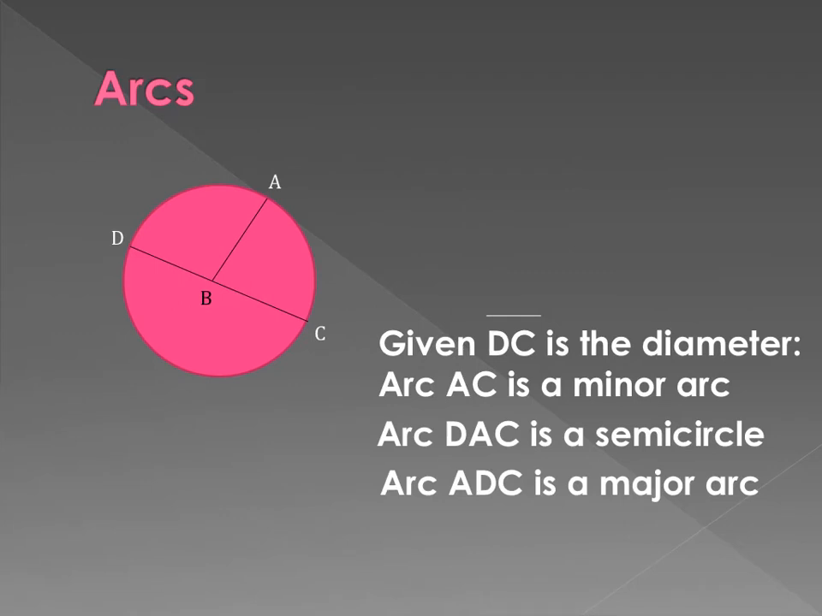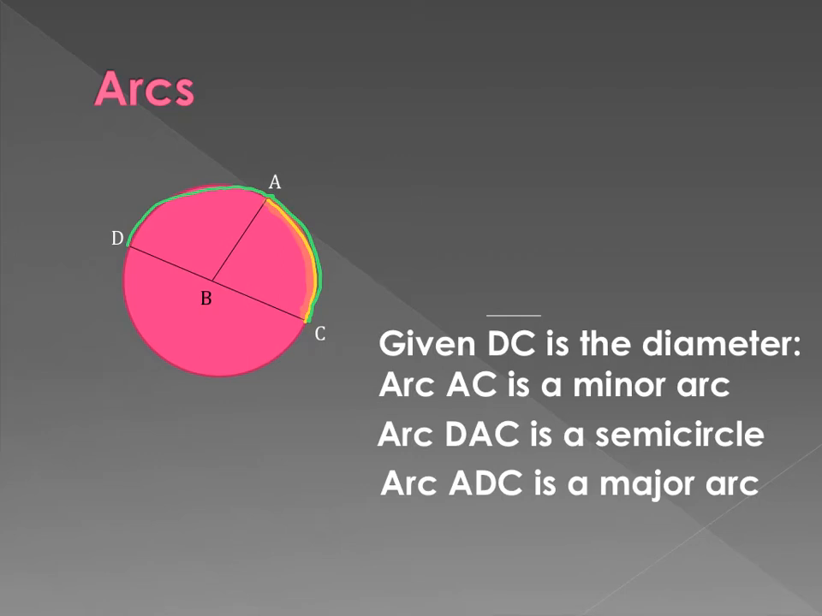This one says, given DC is the diameter, arc AC is a minor arc. So if you look at arc AC, it's this ring here. Okay, that's a minor arc because it's less than half the circle. Arc DAC goes in that order. So I go from D to A to C. That's exactly half your circle, so that's a semicircle.